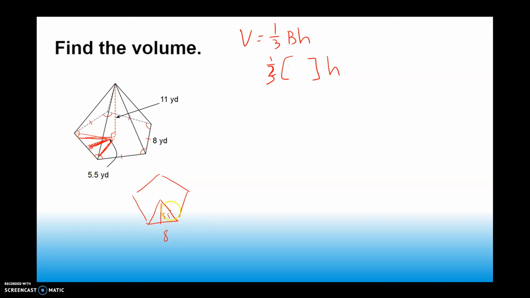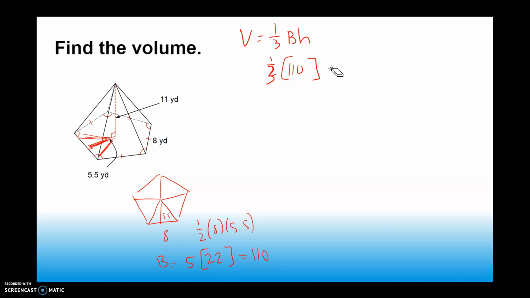5.5. So the area of just this one triangle is going to be 1/2 the base of 8 times the height, which is 5.5. And this is going to give me 22. But I have 5 triangles in here. So I'm going to take my 22 times it by 5, and that's going to give me a big B of 110. So I know 110 is my big B.